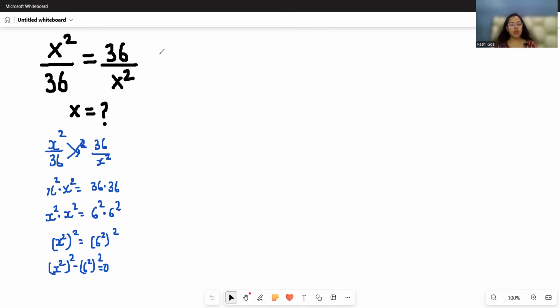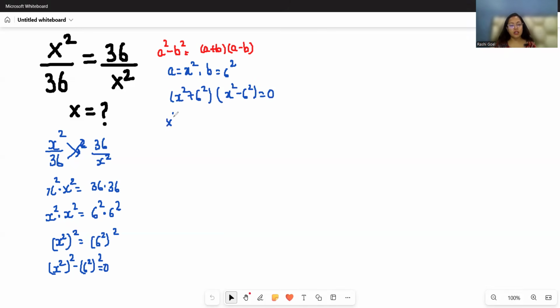Now I'm going to use the identity a square minus b square, which is a plus b times a minus b. So a equal x square and b equal 6 square. So it becomes x square plus 6 square times x square minus 6 square equals 0. So first case x square plus 6 square equals 0 and second case x square minus 6 square equals 0.